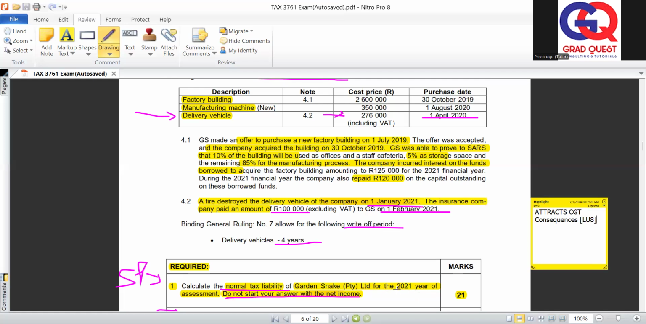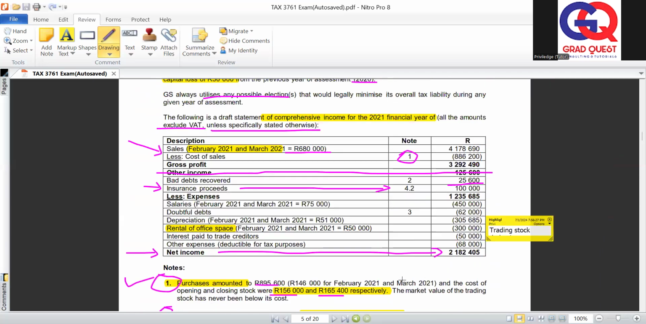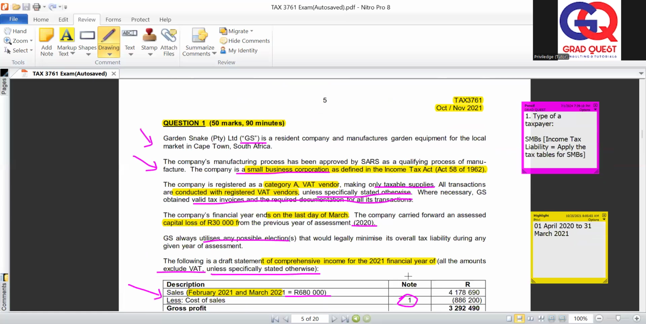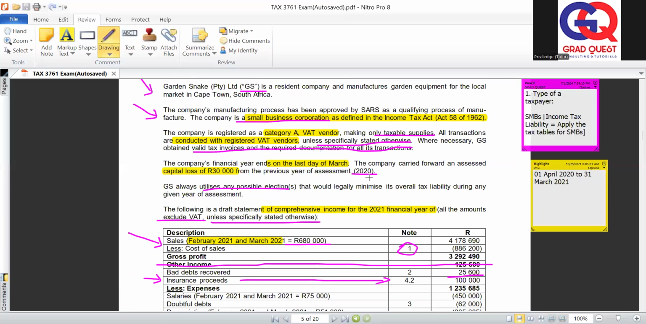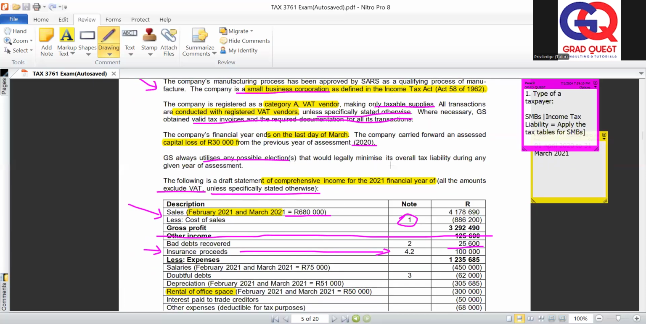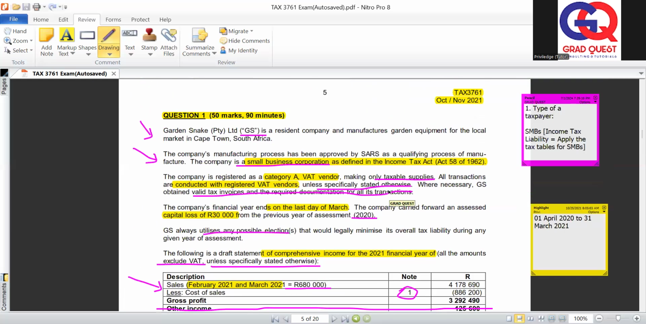So in this case, the year of assessment, of course, is the 2021 year of assessment. The question is, when did that period start and when does it end? When does it begin and when does it end? Clearly, it ended on the 31st of March 2021. Where do we get that information? If you go to this part of the question paper, they tell you the company's financial year ends on the last day of March, which is the 31st of March.